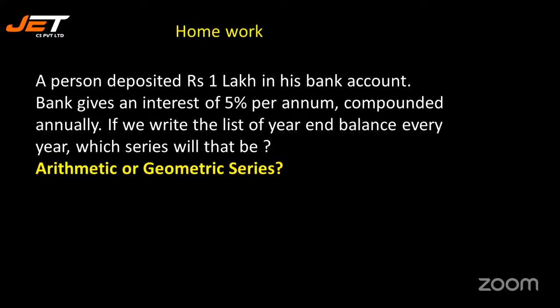See the next sum. Again, another homework. Two sums are given as of now. In this, the question is the same, but in the earlier sum it was simple interest, whereas here it is compounded annually. If we write the list of year-end balance every year, which series will that be, whether arithmetic or geometric? All right, quickly take down your questions so that we can move on to the next question.